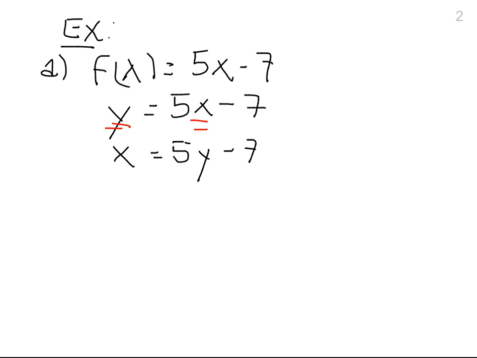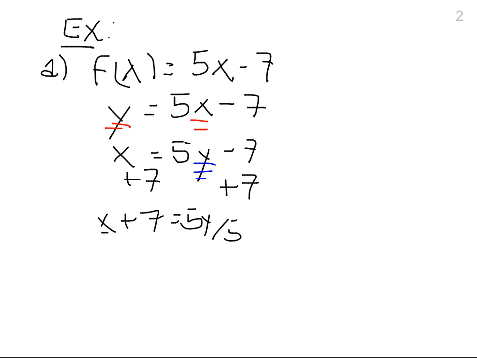Now we want to isolate the y value here. So add 7 to both sides. X plus 7 equals 5y. Divide both sides by 5. And we end up with x plus 7 over 5 equals y. Since we know y is a function of x, in fact it's the inverse function of the original f of x, we can rewrite this y value as f inverse of x.